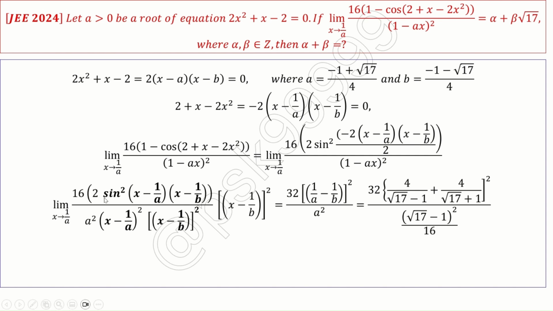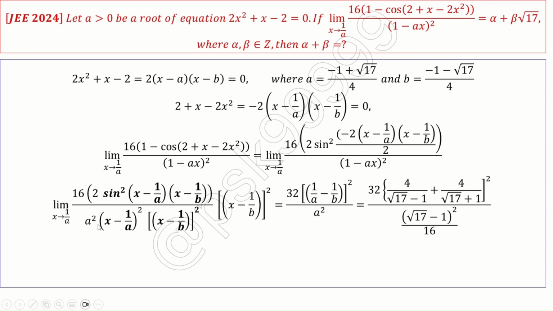16 times 2 sine square of x minus, okay, this minus 2 and 2 get cancelled, and since it is a sine square, the minus doesn't matter actually. Okay, so sine square of x minus 1 by a into x minus 1 by b. So I have already taken a square common, so x minus 1 by a whole square, and I am adding this part, x minus 1 by b whole square, into x minus 1 by b whole square. Right? Simple. Do the calculation very carefully.